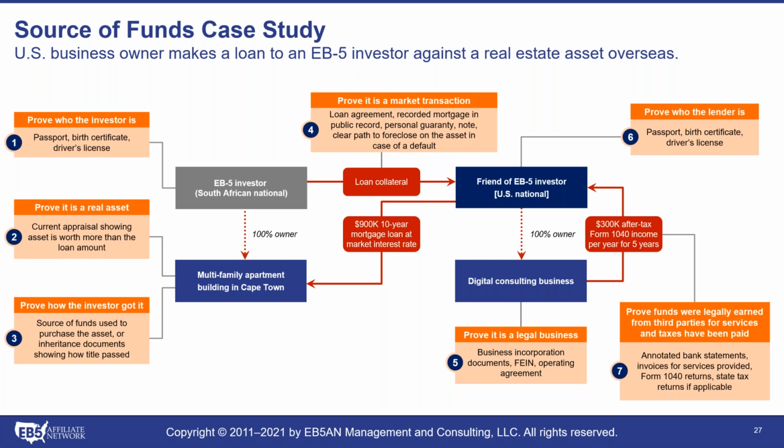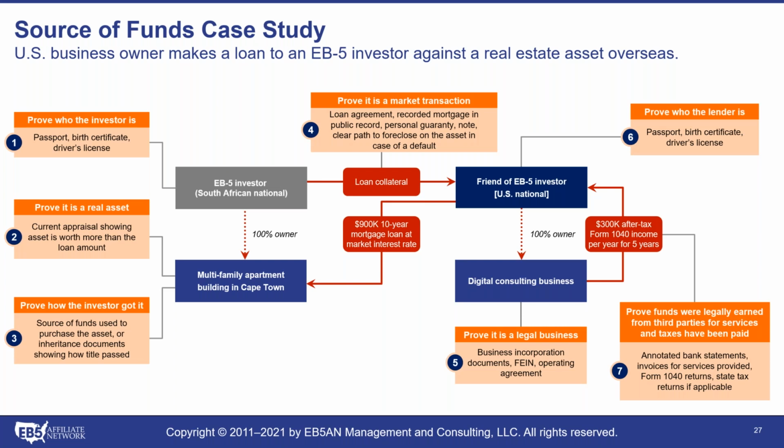And so there's not only the requirements for how the investor got the building and how they have it and how they did the loan, but also the lender, in this case a friend, an individual: how did that person get the money that funded the $900,000 loan? So they own a business, prove that it's a real business, show that they earned income and performed legal services for third parties and earned the money, and then eventually loaned it to the investor who has the building.